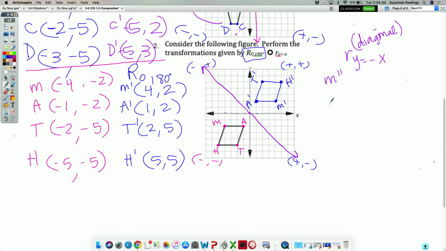So M double prime, A double prime, T double prime, H double prime. Let's go ahead and get our points ready. So I do know that they're all going to be negatives, just like logically thinking through that. And then what do we do for y equals x? What do we do for that rule? What did we do on the last page? We take those points and we do what with them?